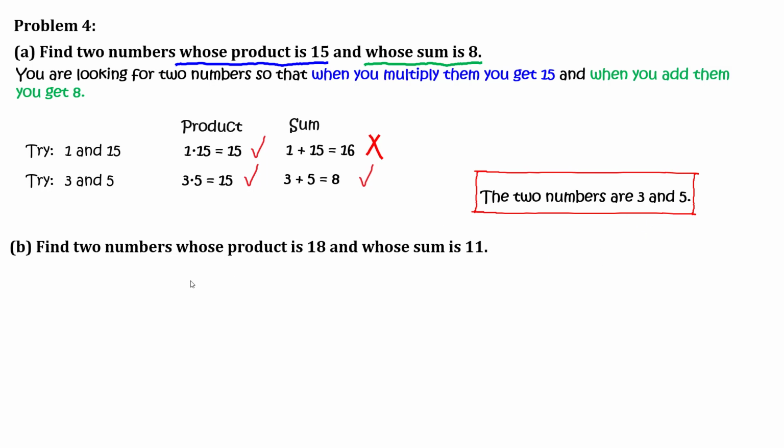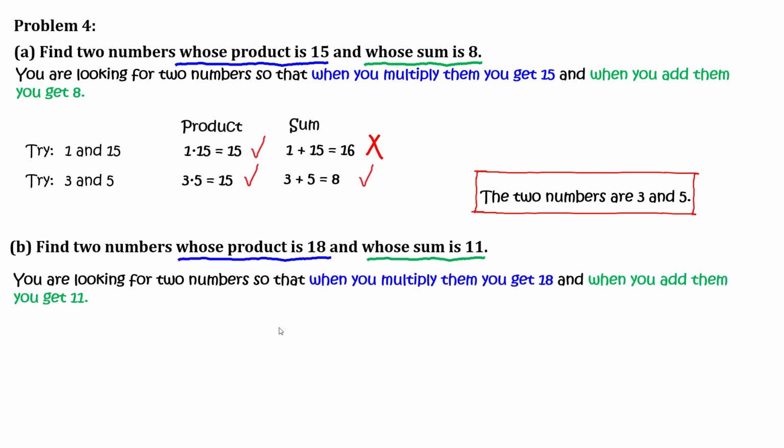All right? Now, part B, find two numbers whose product is 18 and whose sum is 11. So you're looking for two numbers that when you multiply them, you get 18, and when you add them, you get 11. So I'm going to be checking the product and the sum. Let's try 1 and 18. If you check the product, 1 times 18 is in fact 18. Now let's check the sum. 1 plus 18 is 19. It's not 11, okay? Because you're looking for the sum of 11.